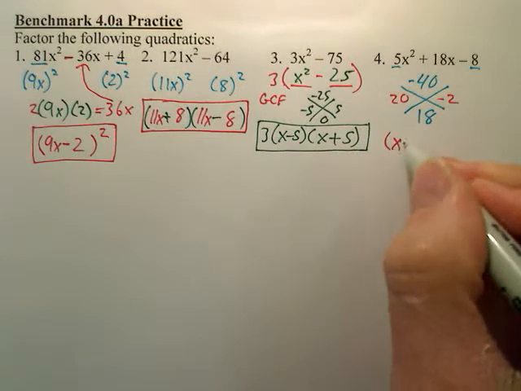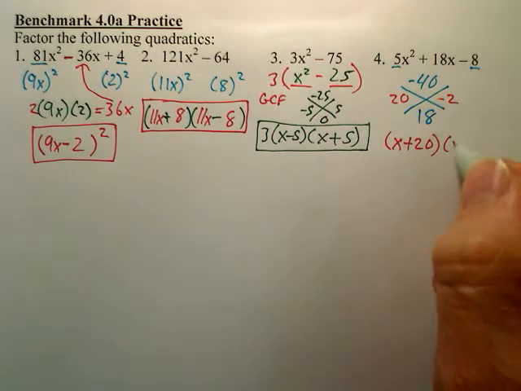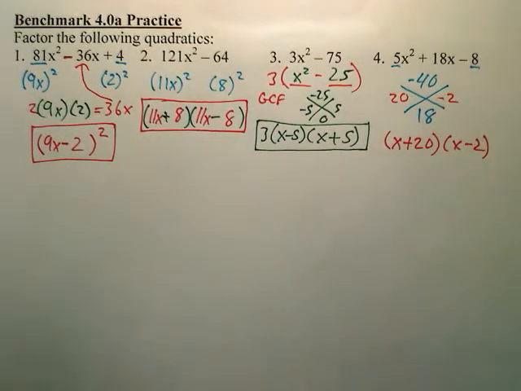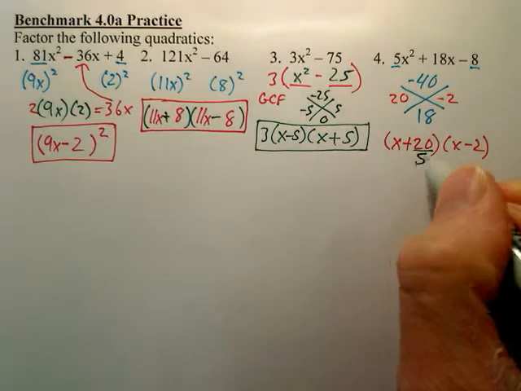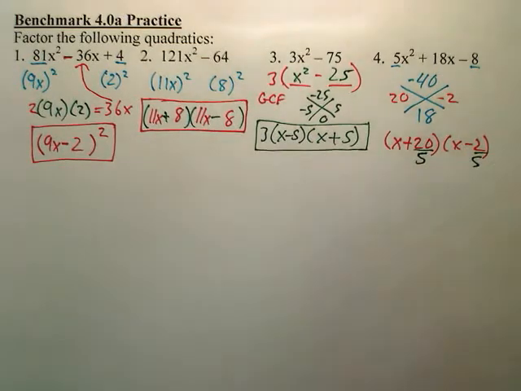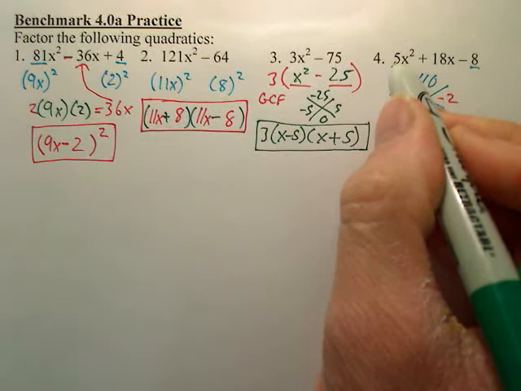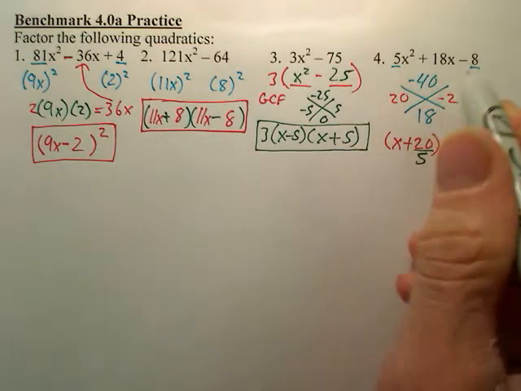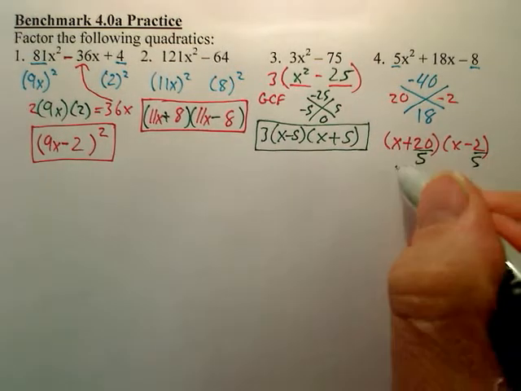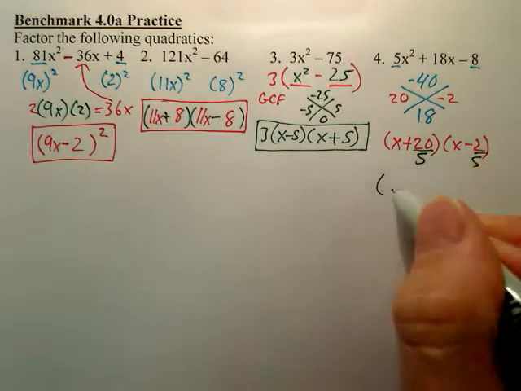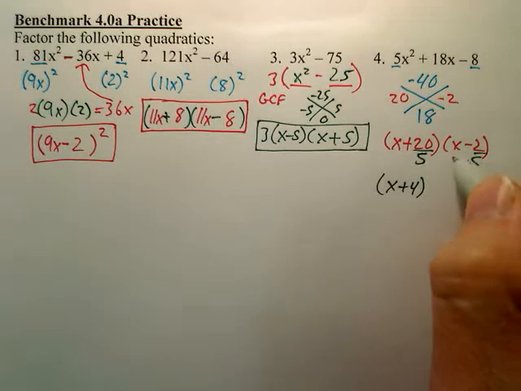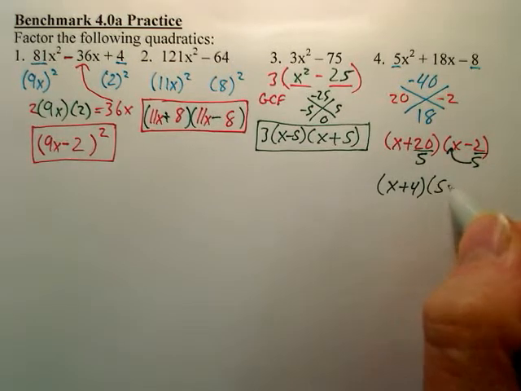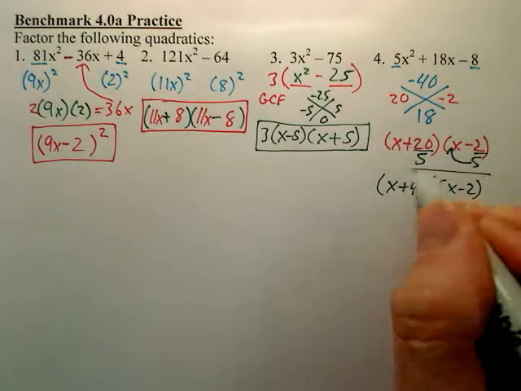So I got now x plus 20, x minus 2, but we're not done. You've got to wipe it off. You have to divide by the 5. It's just a cool little method where you take the number in front, the a value. Once you multiply it in, you have to divide it back out. 20 divided by 5 is 4. This does not reduce, so it takes a little trip up. And that is factored form.